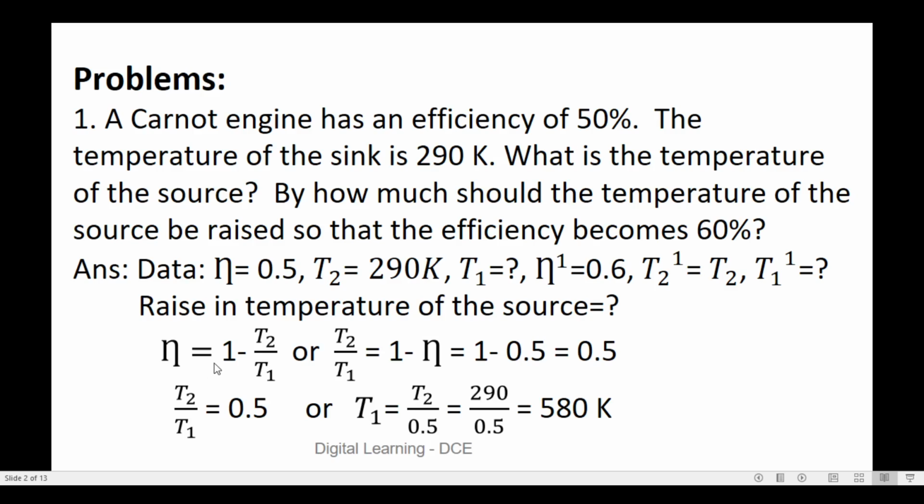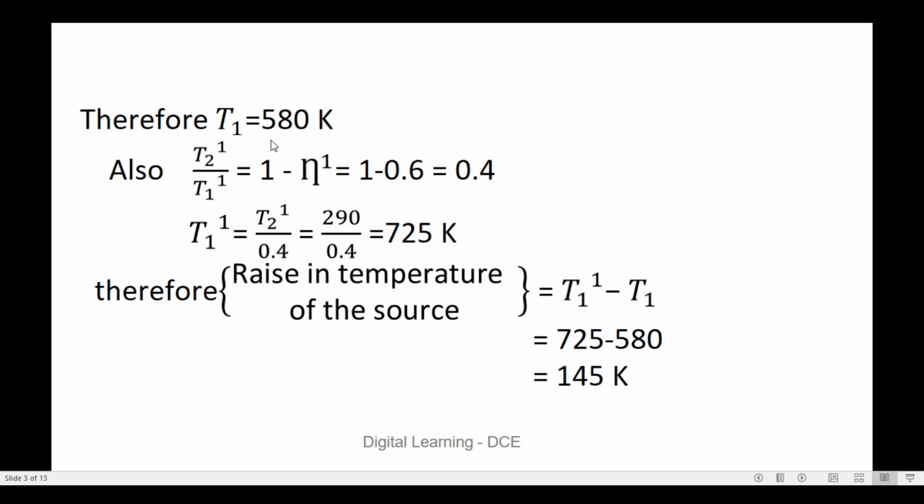So to solve this problem, we have the formula for efficiency. Eta is equal to 1 minus T2 divided by T1, or T2 by T1 equals 1 minus eta. Substituting the values, we get 1 minus 0.5 equal to 0.5. So write the expression for T1. So we have T1 is equal to 290 divided by 0.5. So we get the temperature of the source is 580 Kelvin, when the efficiency is 50% or 0.5. So now therefore we have T1 is equal to 580 Kelvin.